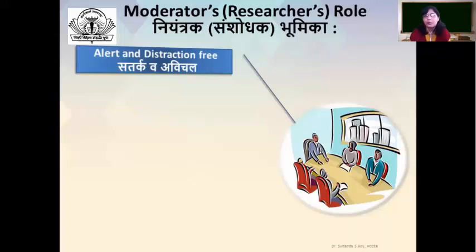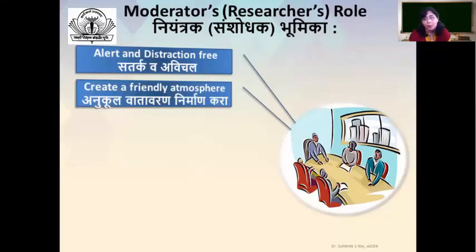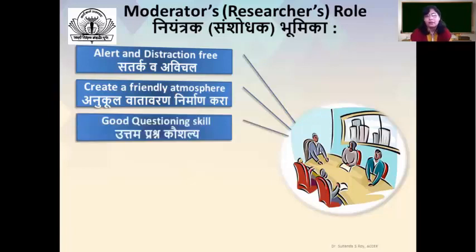Alert, because he will need to note down and list down all the important points, anything that he observes during the interview, maybe the non-verbal cues, all those things. So he needs to be alert. He needs to create a friendly atmosphere. An open atmosphere is required during the focus group interview, so that all the interviewees will be able to give their answers clearly, and therefore there is no feeling of restriction during the interview.